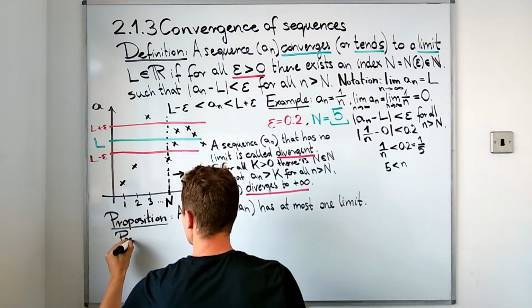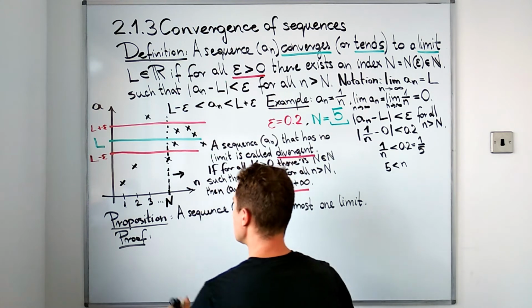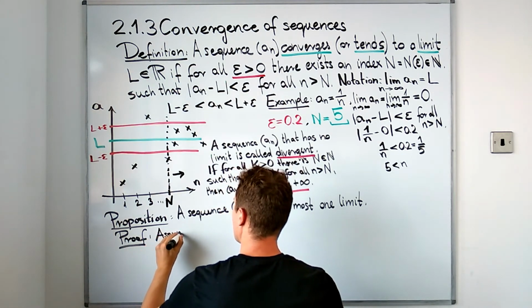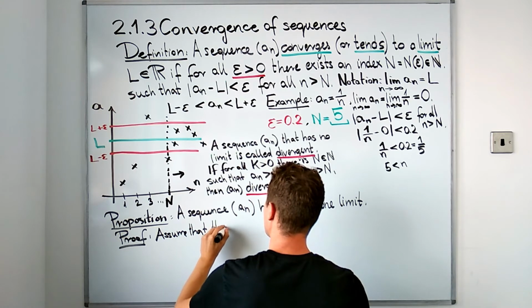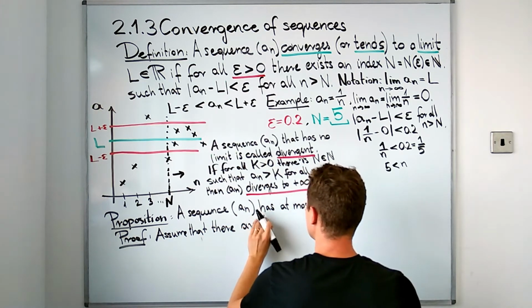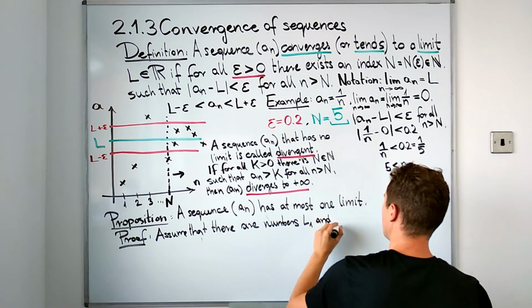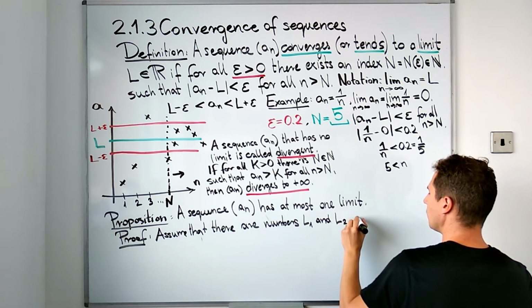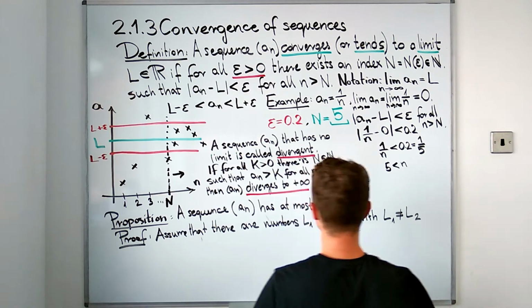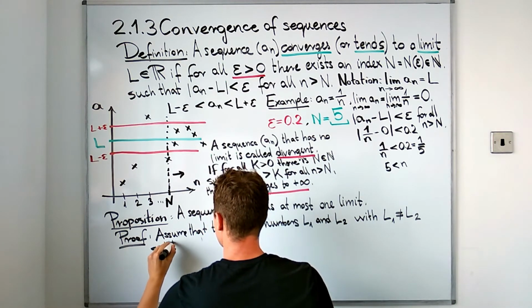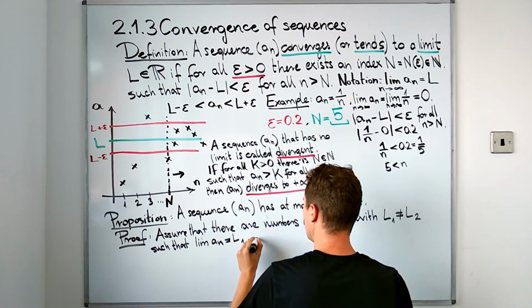So the proof is going to be indirect. We are going to prove this statement by contradiction, meaning that we assume that there are numbers L1 and L2, with them being different, so distinct numbers, such that the limit of a_n is both L1 and L2.